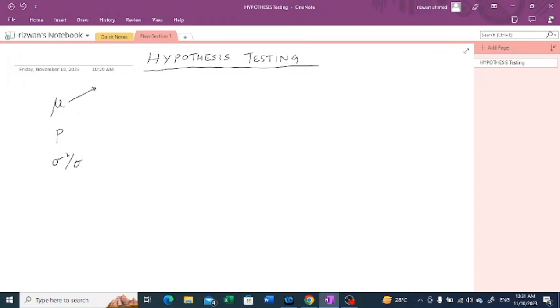To estimate mu, we have used two approaches. Either Z we have used to construct 1 minus alpha percent confidence interval for population mean mu, or we have used T under some conditions. Population proportion we have estimated with Z, and population variance or standard deviation we have estimated by using chi-square distribution.